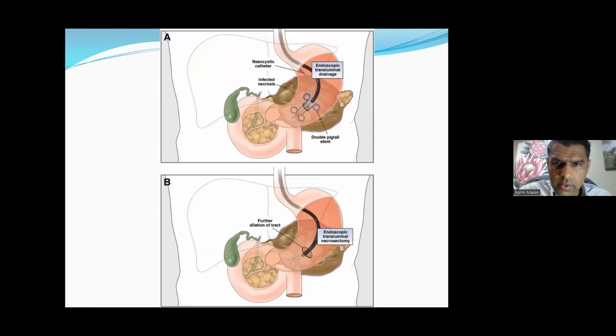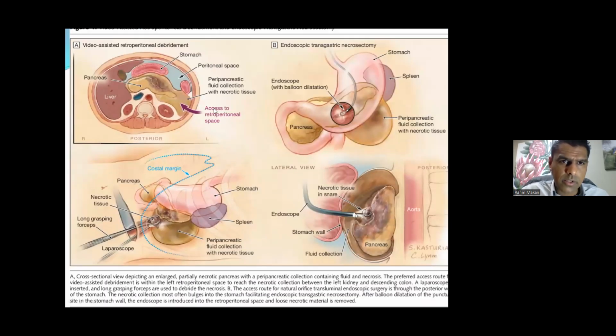I just included some images to give the viewers a look at how the gastrostomy goes through into the fluid collection via the endoscope, and then the necrotic parts are removed. Here's another image showing the access route retroperitoneally, and here endoscopically again, performing the necrosectomy.